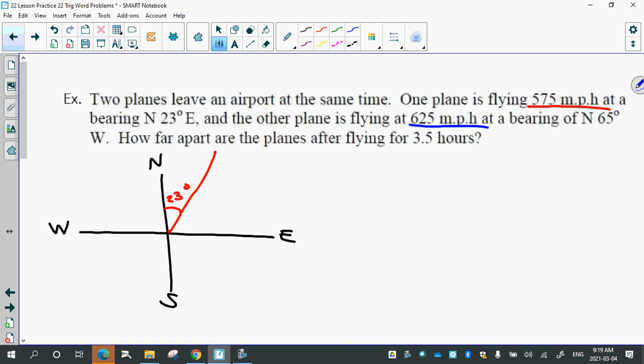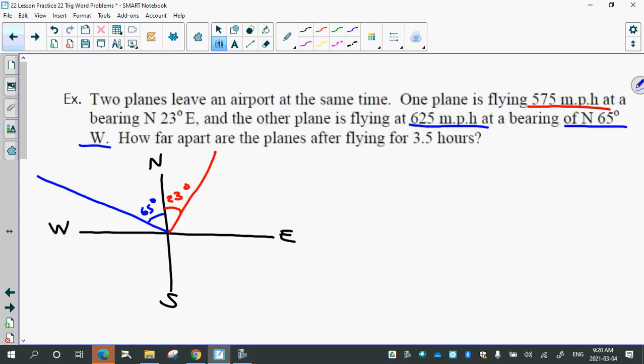Next plane, the 625 mile per hour plane, which is at a bearing of north 65 degrees west. What would that look like? North 65 degrees west. So when I draw that line, is it going to be closer to north or closer to west? Closer to west. Okay, so this angle in here is 65 degrees.